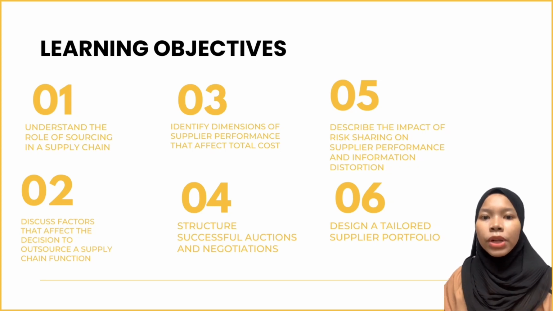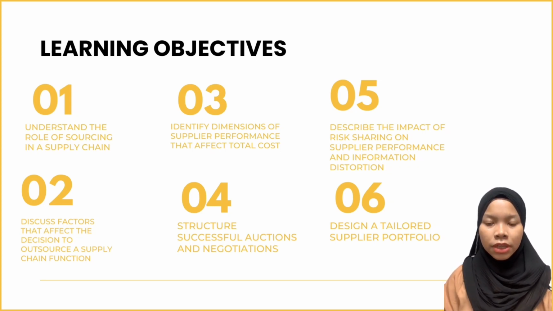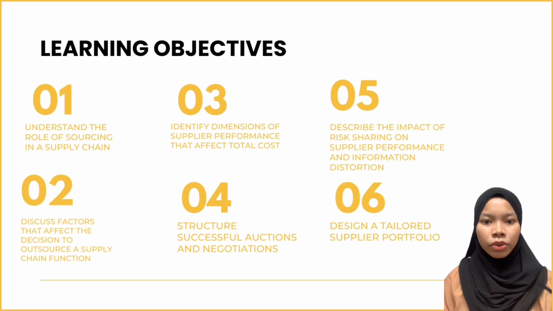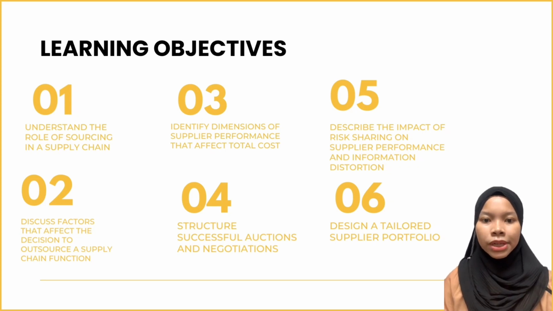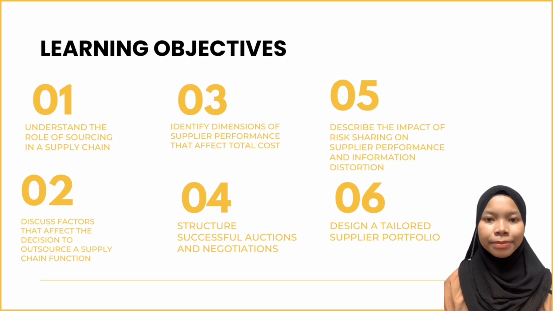And then, we learn to structure successful auctions and negotiations in this chapter. The next learning objective is to describe the impact of risk sharing on supplier performance and information distortion. Last but not least, we learn about designing a tailored supplier portfolio.